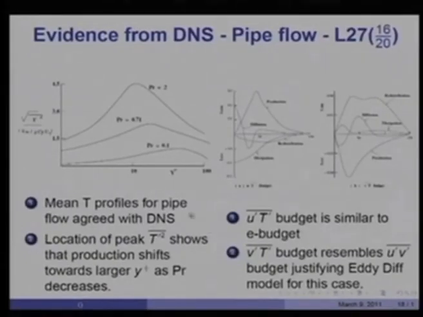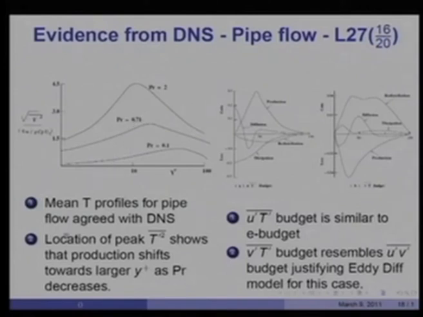Now, there is evidence from direct numerical simulation of heat transfer or the turbulent fluctuation equation in pipe flow. The computations were made for Prandtl number 0.1, 0.7 and 2, and I am showing here the inner region of y plus less than 100. So, first of all, a comment is in order to say that the mean T profiles for pipe flow agreed with the DNS data. So therefore, we can say that at least the time average temperature profiles were in agreement with the measurements made at these 3 Prandtl numbers.